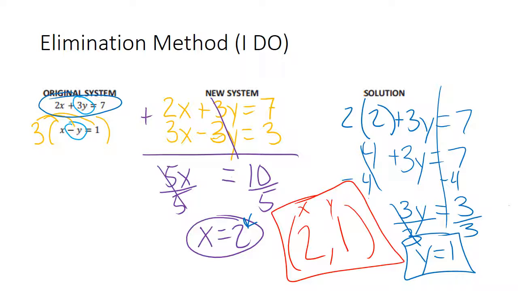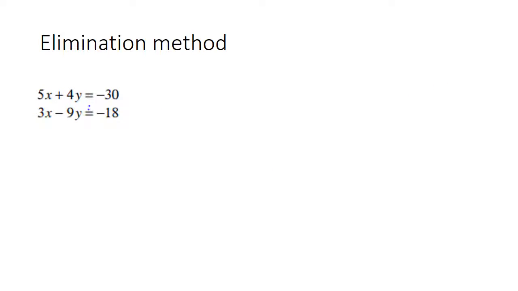Alright, so this one's medium level. Let's do a hard one. Alright, so on this slide, I have to find opposites again. So the steps are always the same. I have to find opposites. Sometimes they're already there. Sometimes I have to multiply one of the equations. And sometimes I have to multiply both equations by something.